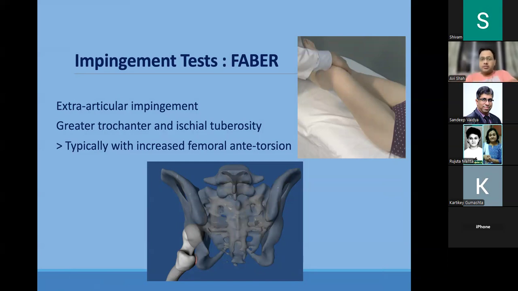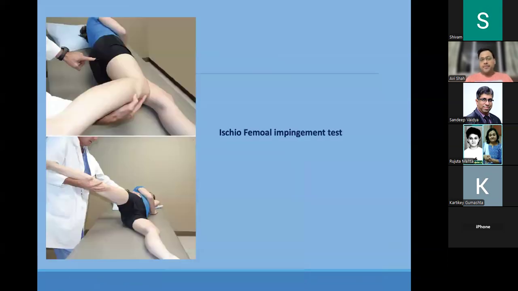Flexion, abduction, external rotation. Again, this test is similar to what we were discussing right now. A positive test can also occur when you have SI joint symptoms or when there is a greater trochanter and ischial tuberosity impingement. The next is a similar test again for ischiofemoral impingement, but it is done in the lateral position.